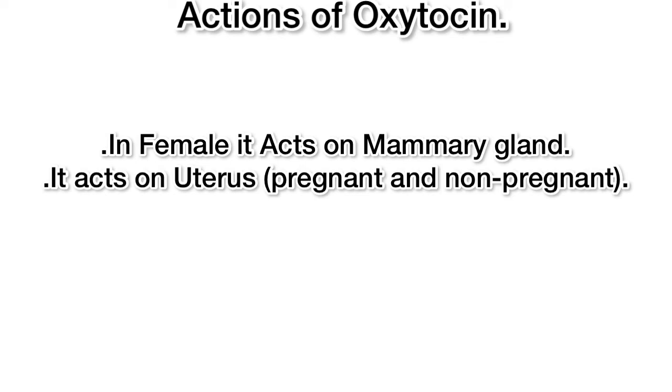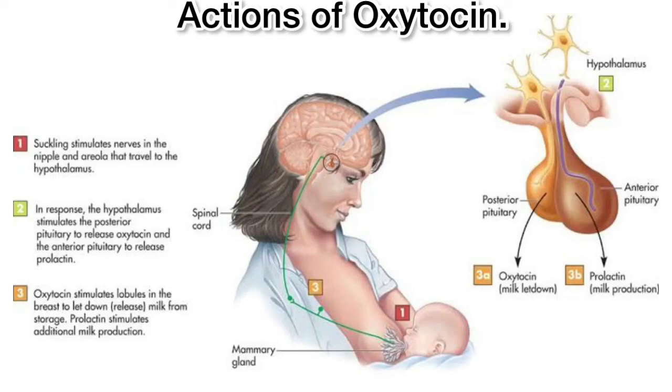In female, oxytocin acts on the mammary gland and the uterus. First of all, we'll look at the action of oxytocin in the mammary gland, and also the action of oxytocin in the uterus. As for the action of oxytocin in the mammary gland, that is where we're going to talk about the milk ejection reflex or milk let down reflex.